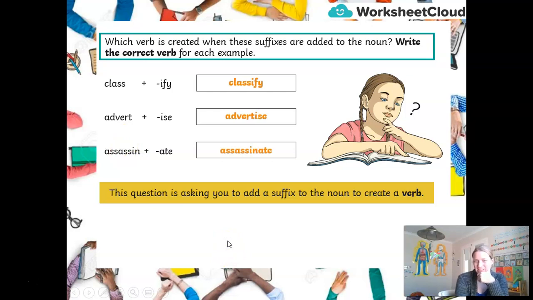And here's the answers. Class becomes classify. We change how we say it, don't we? Advert becomes advertise. And assassin, assassinate.